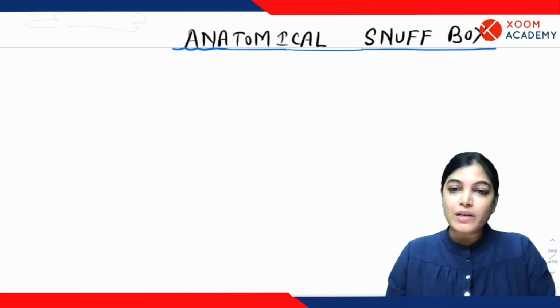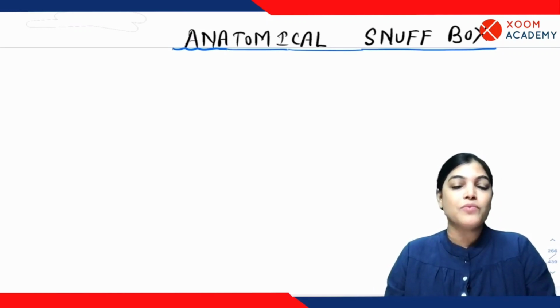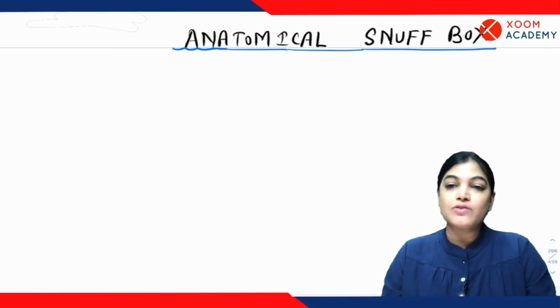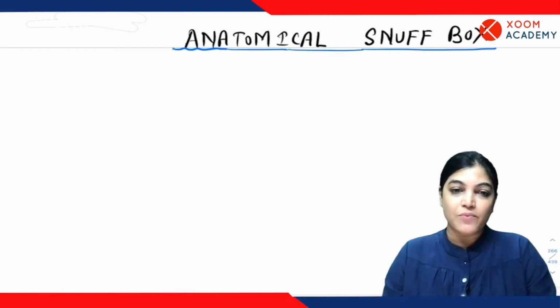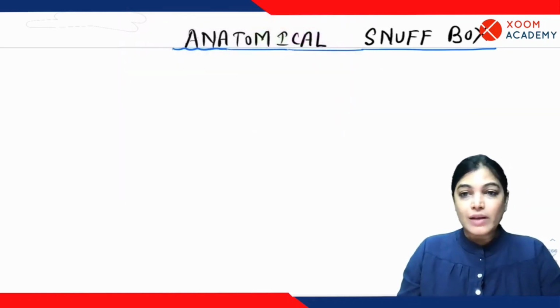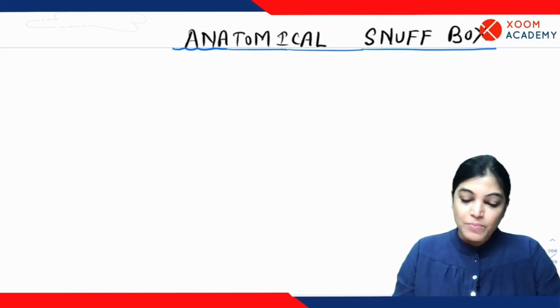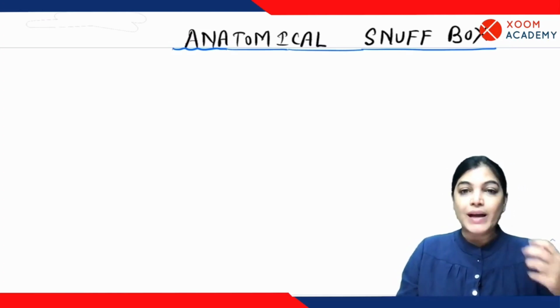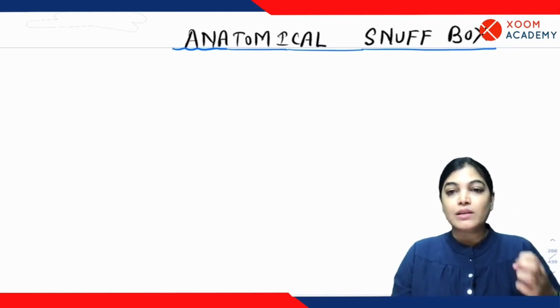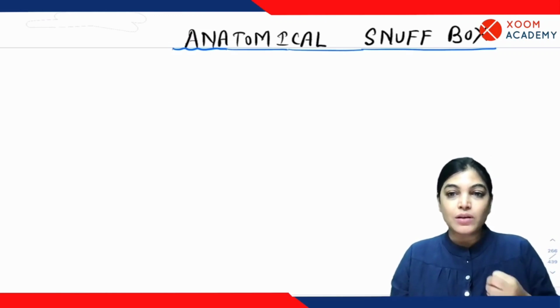It is important for us to know the boundaries of anatomical snuff box. We have to know the contents of anatomical snuff box. Also, we have to know the roof and the structures crossing the roof of anatomical snuff box. So let's write it here. I would also like to show you the diagram, and you can understand the boundaries of anatomical snuff box. This triangular depressed area can be visualized once you hyperextend your thumb.